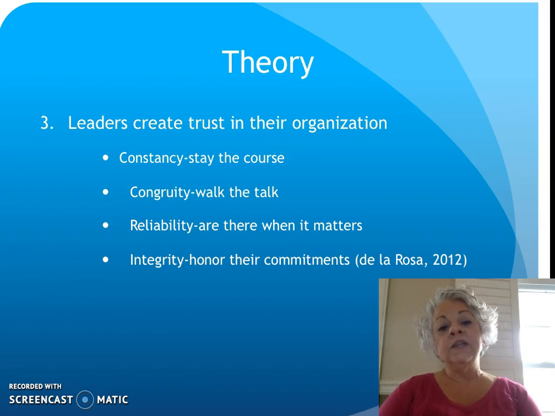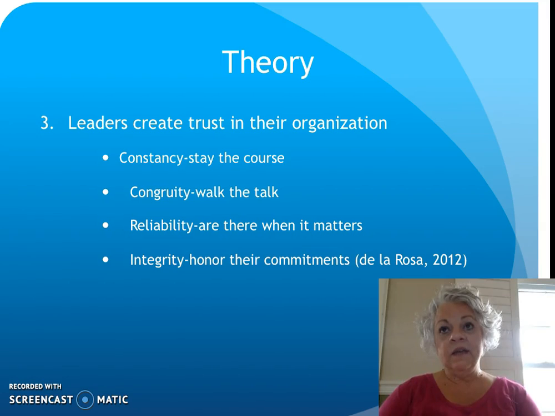Great leaders create trust in their organization. If you read through his book and his studies, there are four things that you need to do. These are four characteristics. You have to be constant. You have to stay the course. Don't give up. Don't be frustrated because things are not moving as quickly as you would like. Just be consistent.